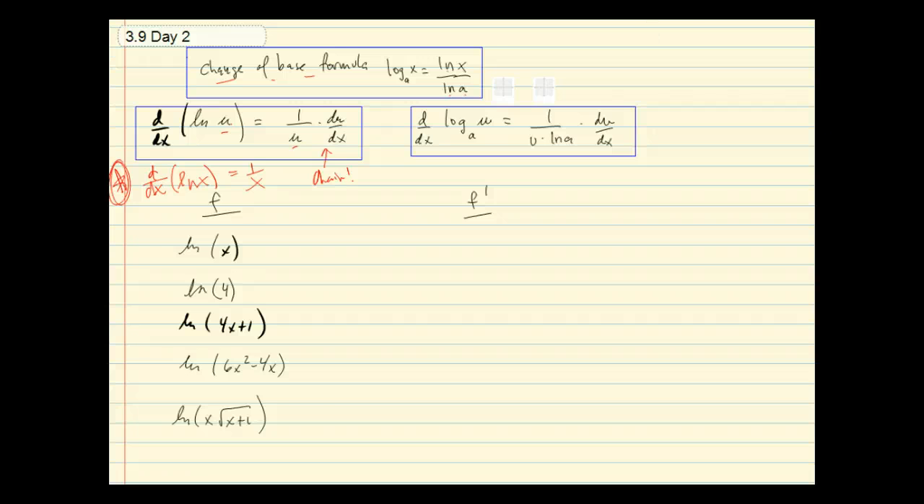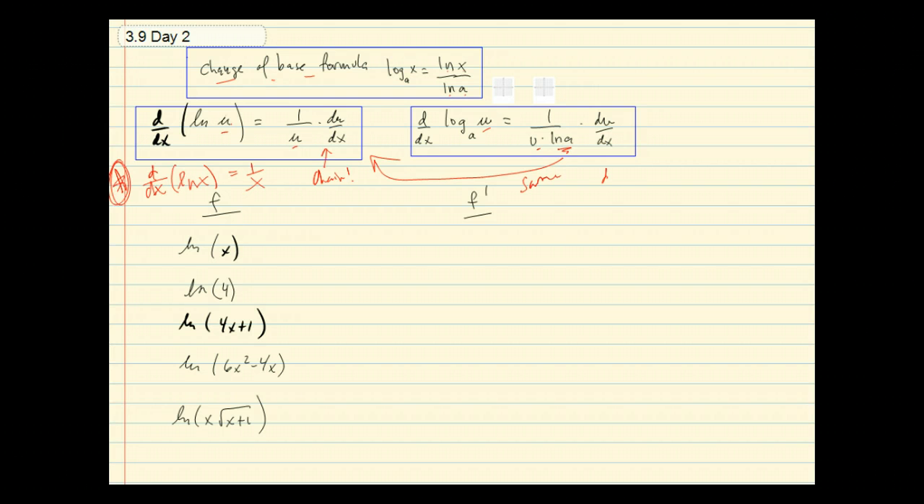The rule is it's 1 over u, the function itself, times the natural log of the base, a, and then times, if you need chain rule, you use the chain rule. So you times the derivative of u with respect to x. One thing that's actually interesting to notice is that these are actually the same exact rule, right?